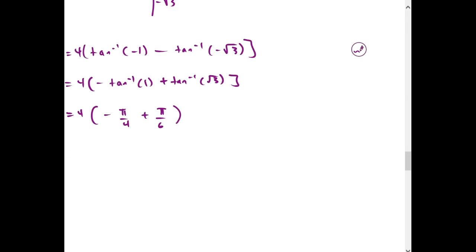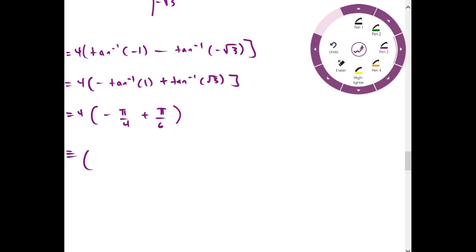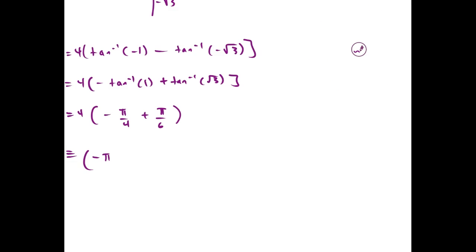And then we just distribute our 4. And so there we go. Negative pi plus 2 pi over 3, which comes out to negative pi over 3.